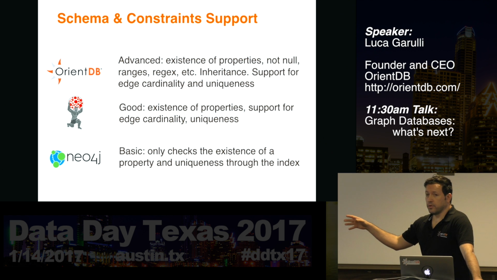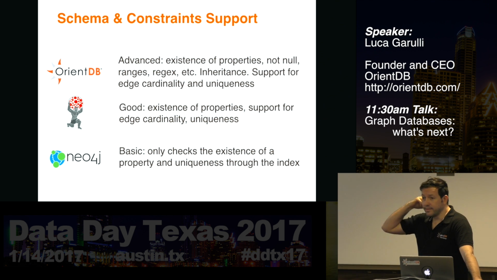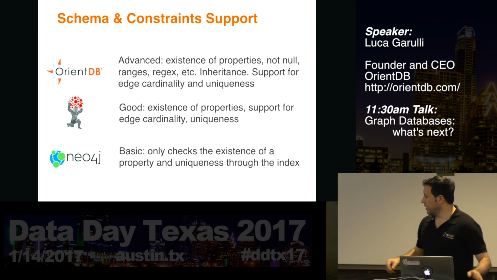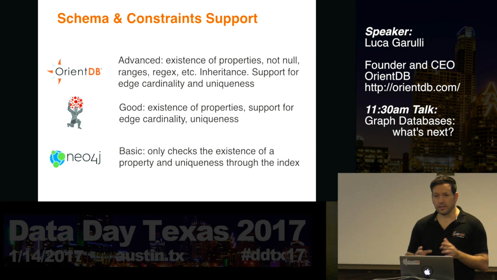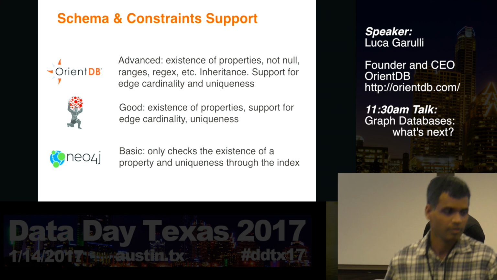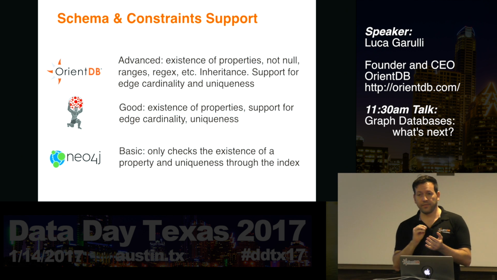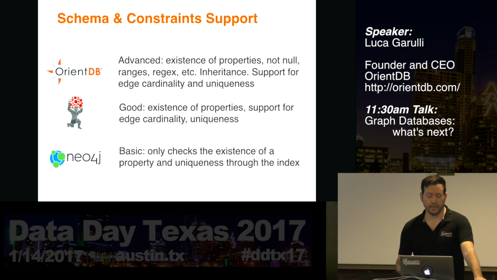Titan has good support for constraint, so you can still define that this property must be defined. Otherwise, the vertex is not validated, right? And you can tell that this relationship is one to one, one to many. And of course, it supports uniqueness through the index, so I can require that one vertex has this ID, right? With Neo4j, it's more basic. You can check just if the property exists, and if that vertex is unique by using the index.